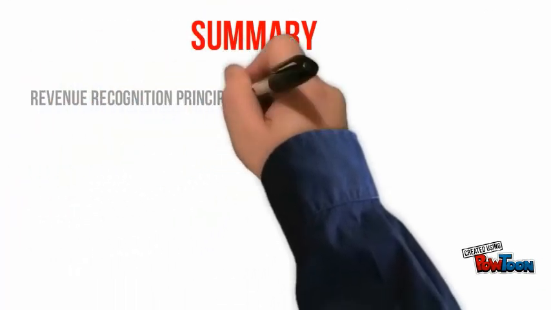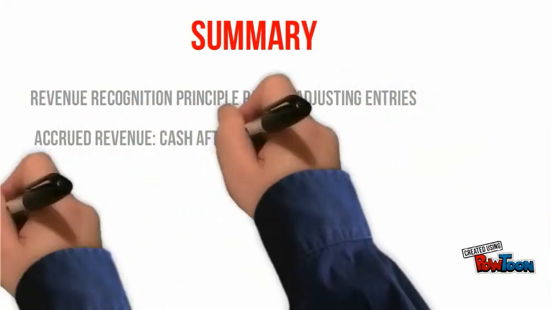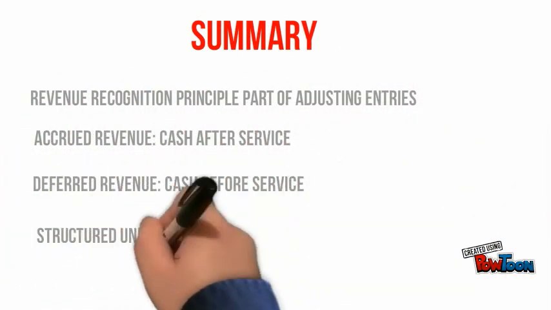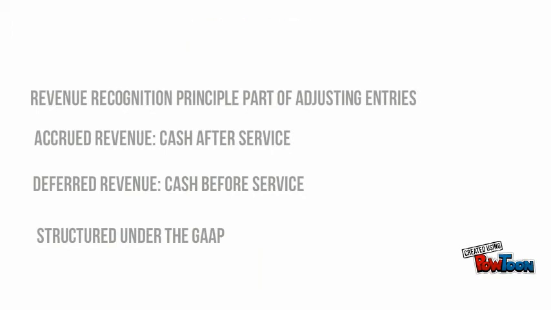Therefore, we can conclude that the revenue recognition principle is a part of adjusting entries. Accrued revenue is cash after service and deferred revenue is cash before service, and it is structured under the GAAP.